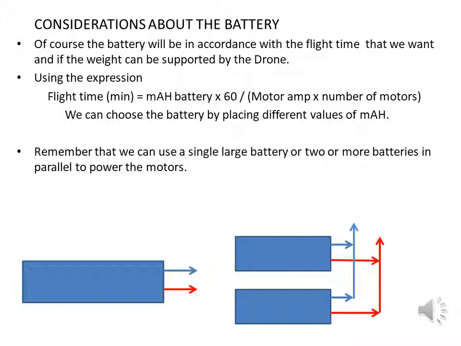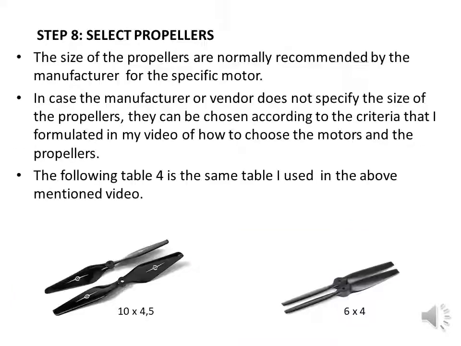Considerations about the battery. Of course, the battery will be in accordance with the flight time that we want, and if the weight can be supported by the drone. Using the expression shown, we can choose the battery by placing different values of milliamps hour. Remember that we can use a single large battery or 2 or more batteries in parallel to power the motors.